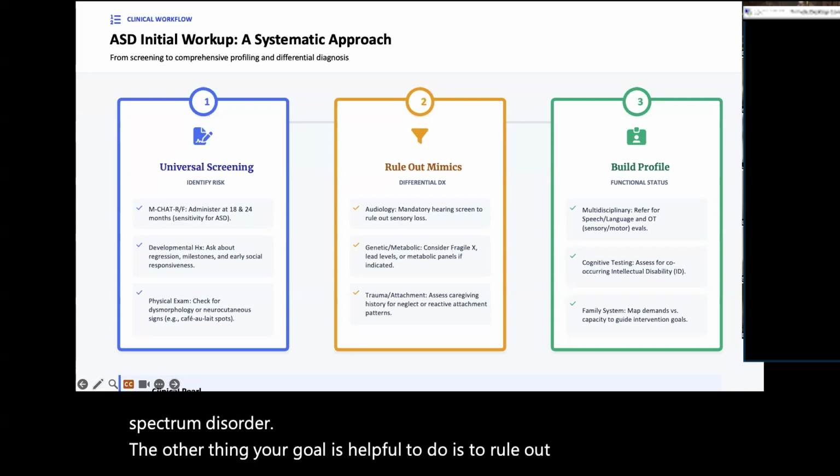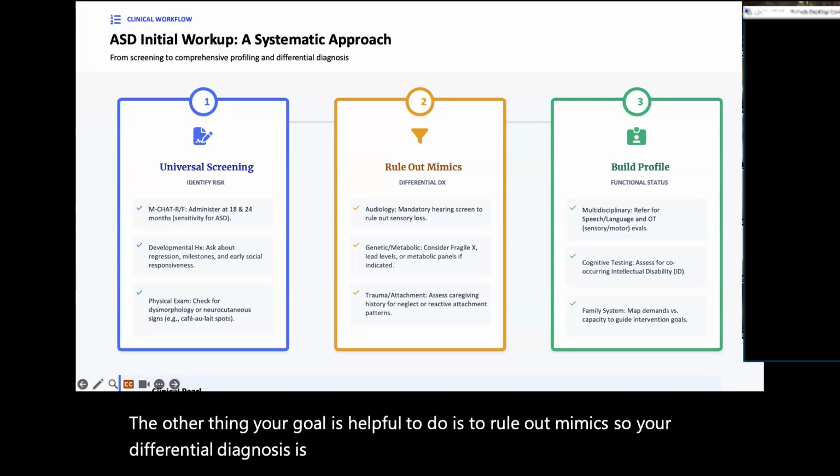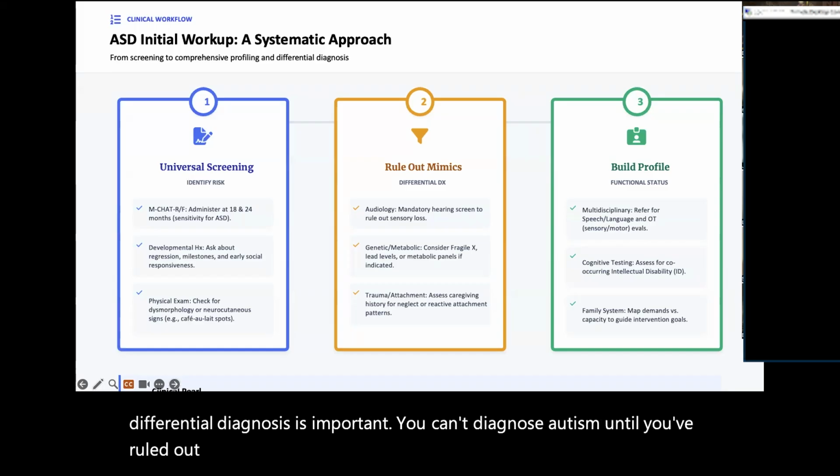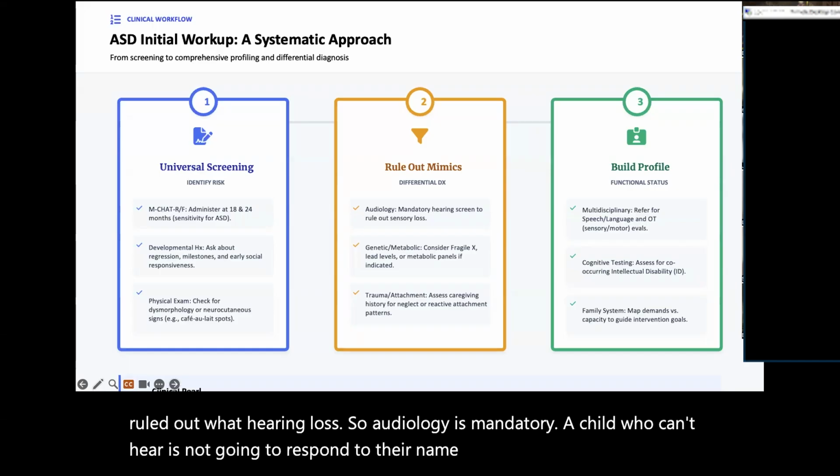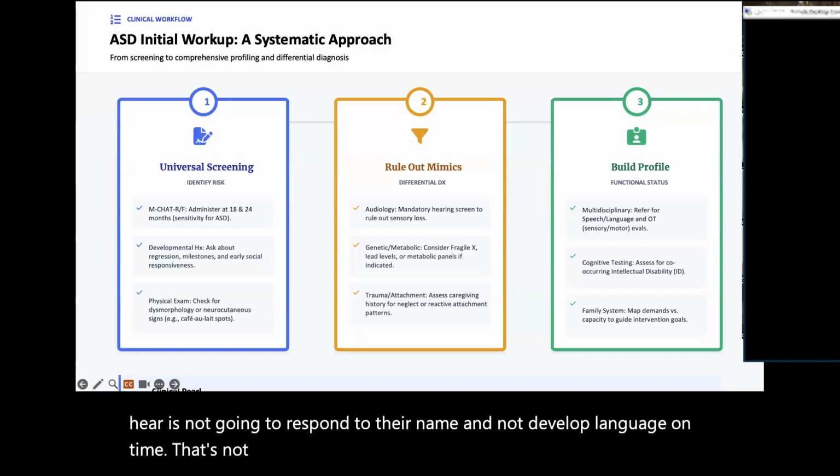So your differential diagnosis is important. You can't diagnose autism until you've ruled out what? Hearing loss, so audiology is mandatory. A child who can't hear is not going to respond to their name and not develop language on time. That's not autism, that's a sensory barrier.